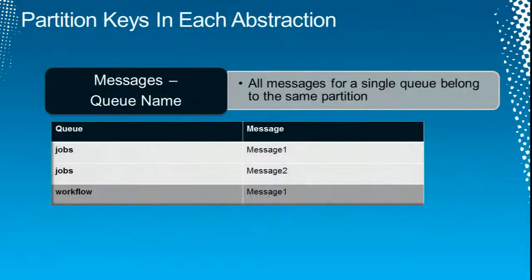For messages, it is the queue name. So every queue is a single partition. All the messages that go to a single queue are in one partition. Which means if you want to scale beyond a single partition, you need to create multiple queues. So you create multiple queues to process it, and you can go in a round-robin fashion and get your messages and process them from there.